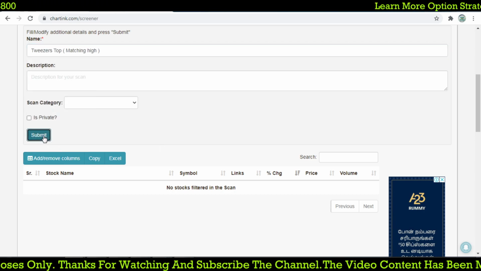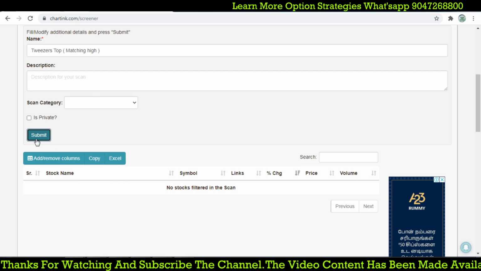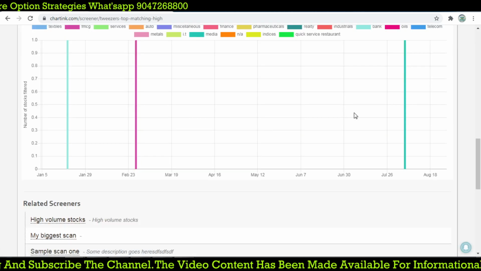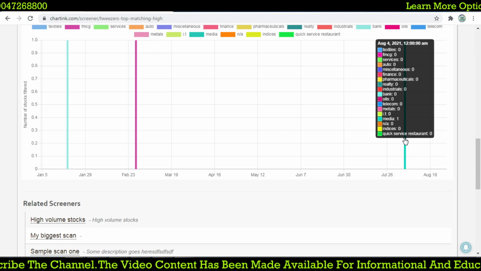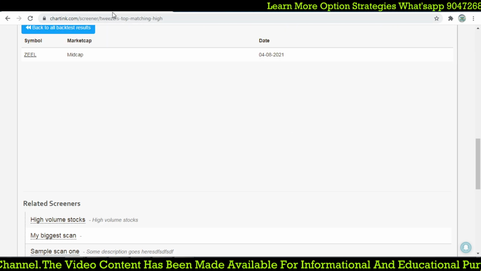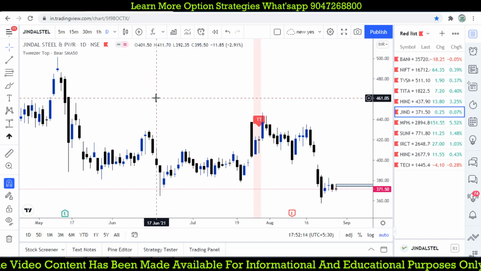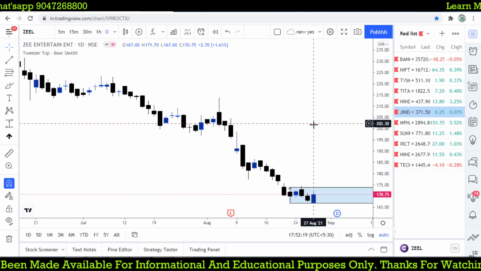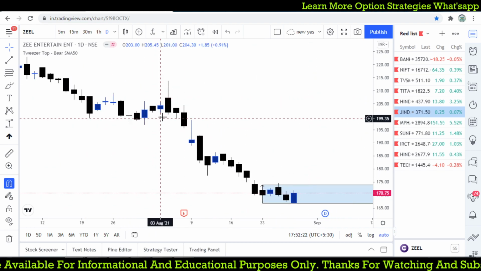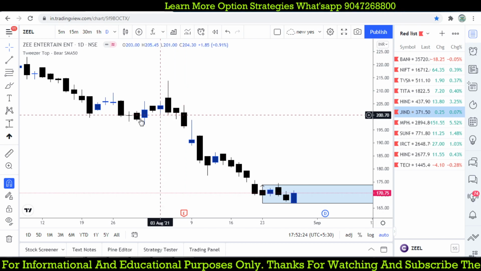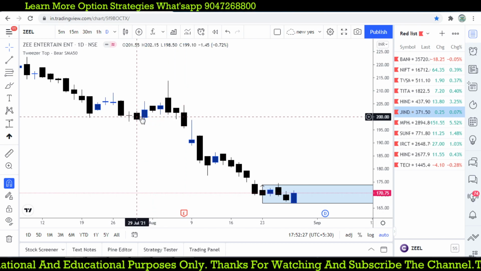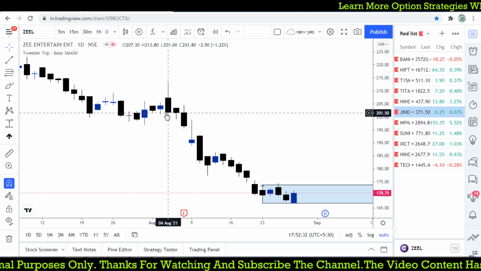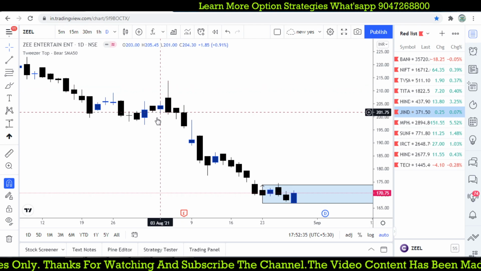Let's go for submit. This is the daily time frame we are going to focus on, and we go for a backtest. On 4th August we have Zee Entertainment. Oh my god, this is a great trade opportunity on Zee, because this month the stock cracked big. You can see that from 4th of this month, the big one. How is it filtered?